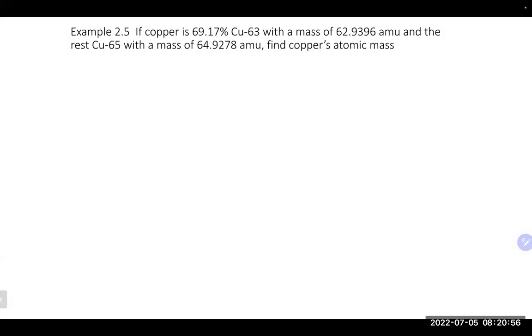All right, so why don't we try one? If copper is 69.17% copper 63, and it has a mass of 62.9396 AMU, and the rest is copper 65 with a mass of 64.9278 AMU. So we'd have two isotopes here of not carbon, copper, that would work. So we do want to figure out the atomic mass. We are going to use that formula that we talked about a second ago: the percentage of the first isotope times the atomic mass of that first one, plus the percentage of the second times the atomic mass of the second, and so forth.